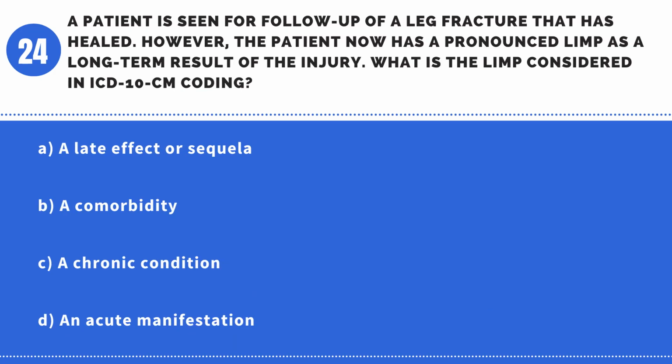Question 24. A patient is seen for follow-up of a leg fracture that has healed. However, the patient now has a pronounced limp as a long-term result of the injury. What is the limp considered in ICD-10-CM coding? A. A late effect or sequela. B. A comorbidity. C. A chronic condition. D. An acute manifestation.